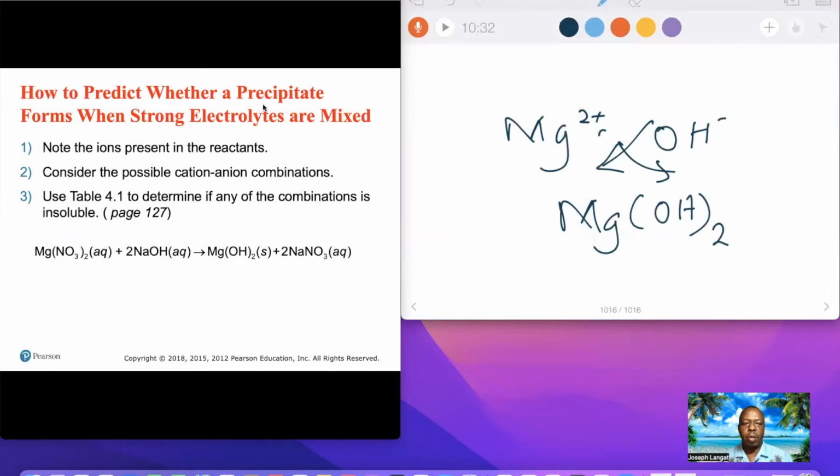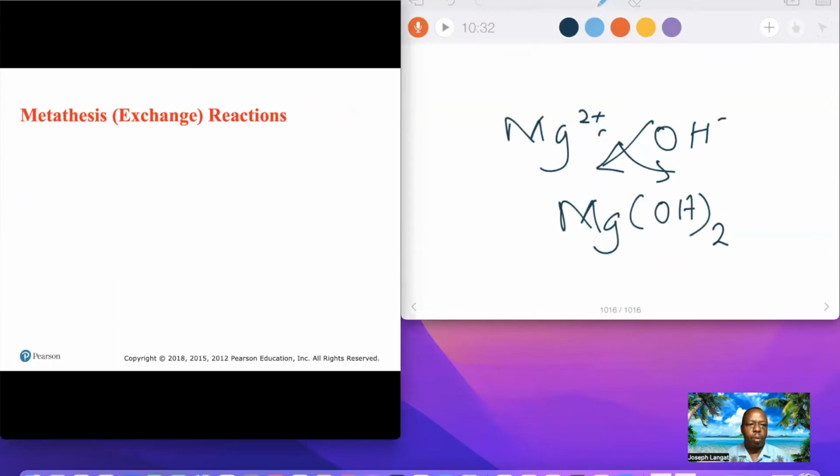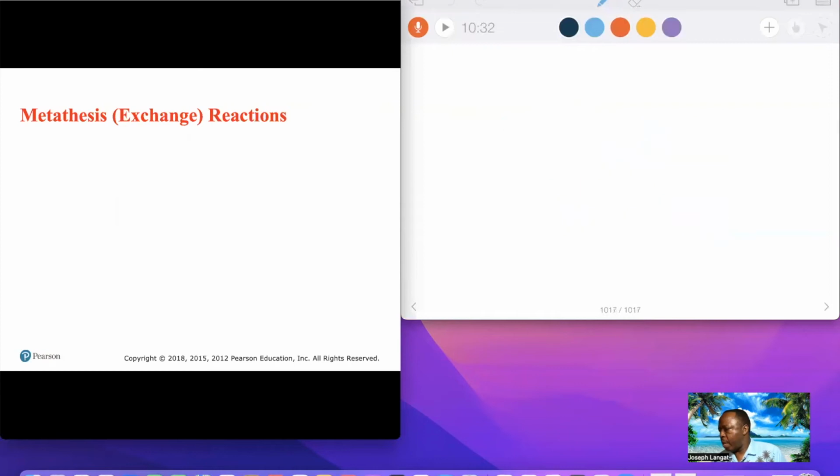This is what I was doing in showing you that this is solid, how to predict the precipitate, a solid, in a reaction. Learn how to use that table I just gave you. It will help you in the homework assignment and in quizzes as well. A metathesis reaction is a double replacement, a metathesis exchange, okay?